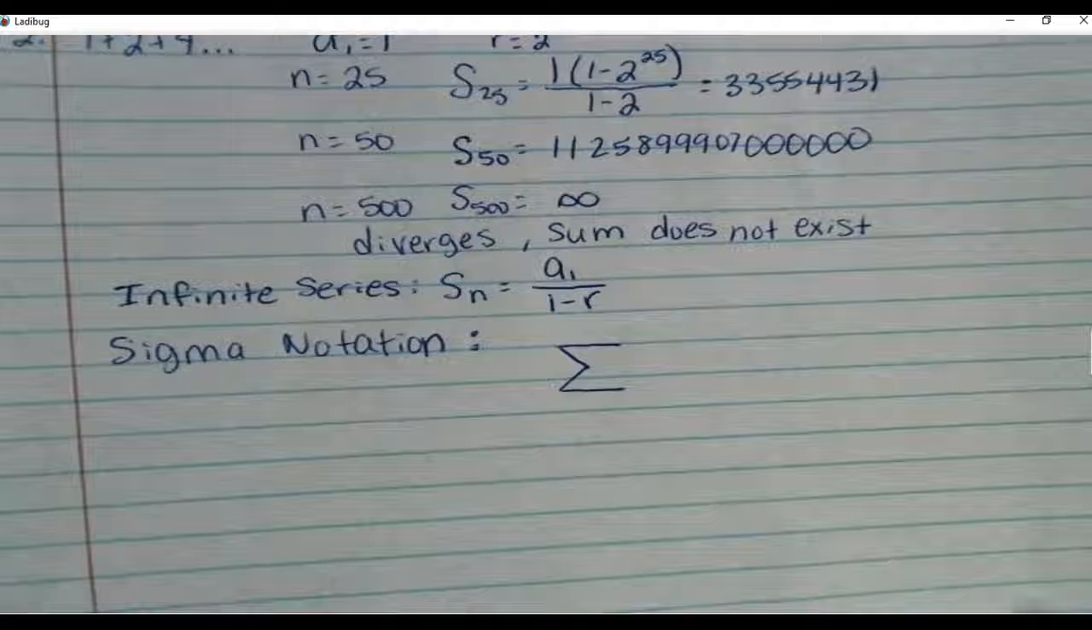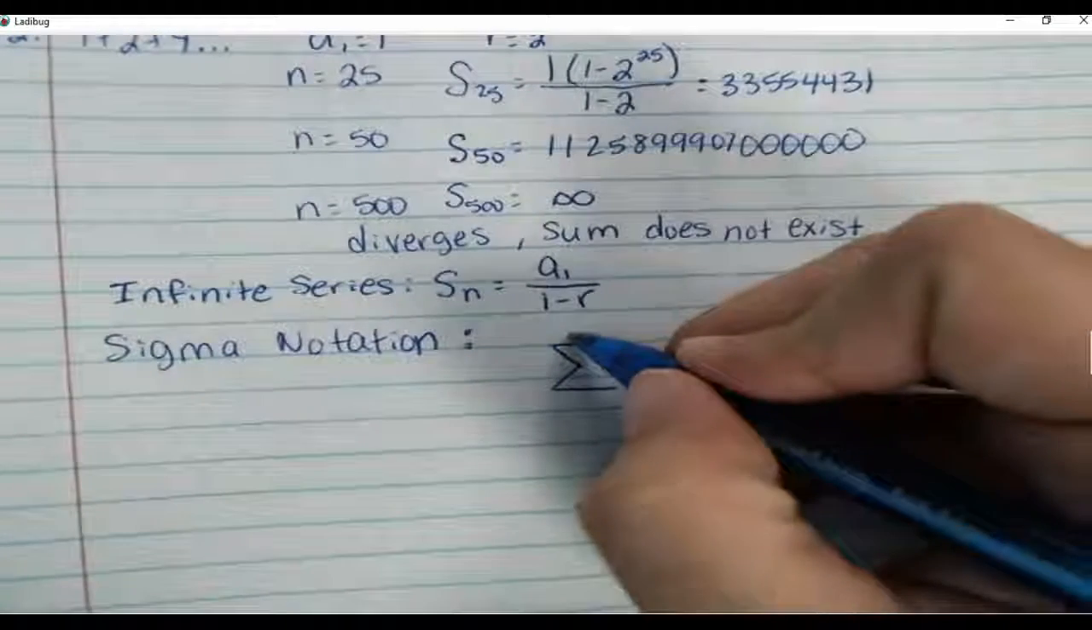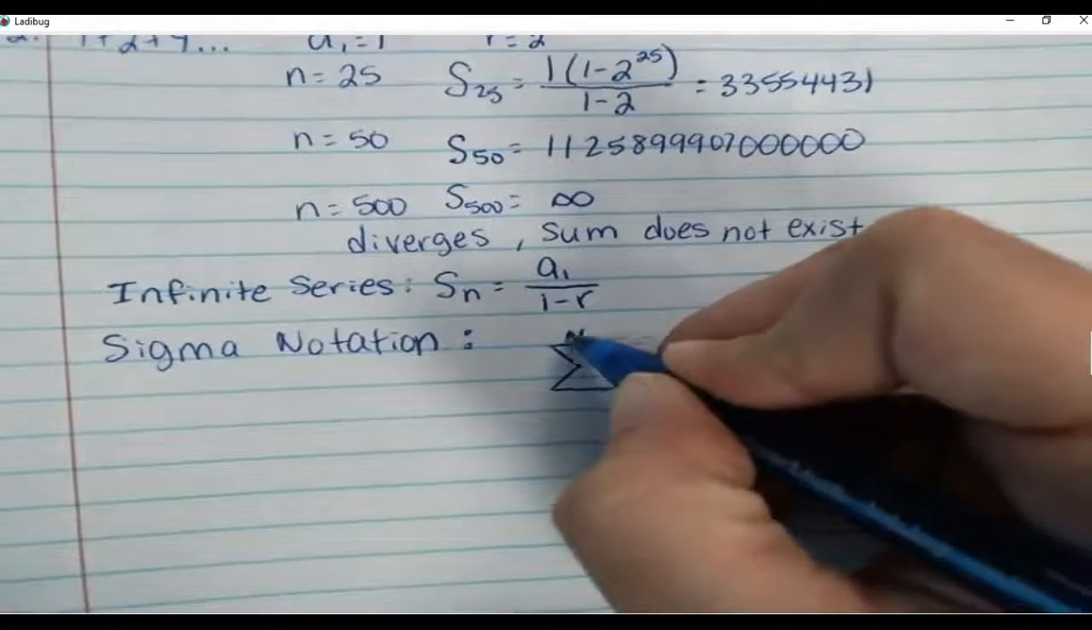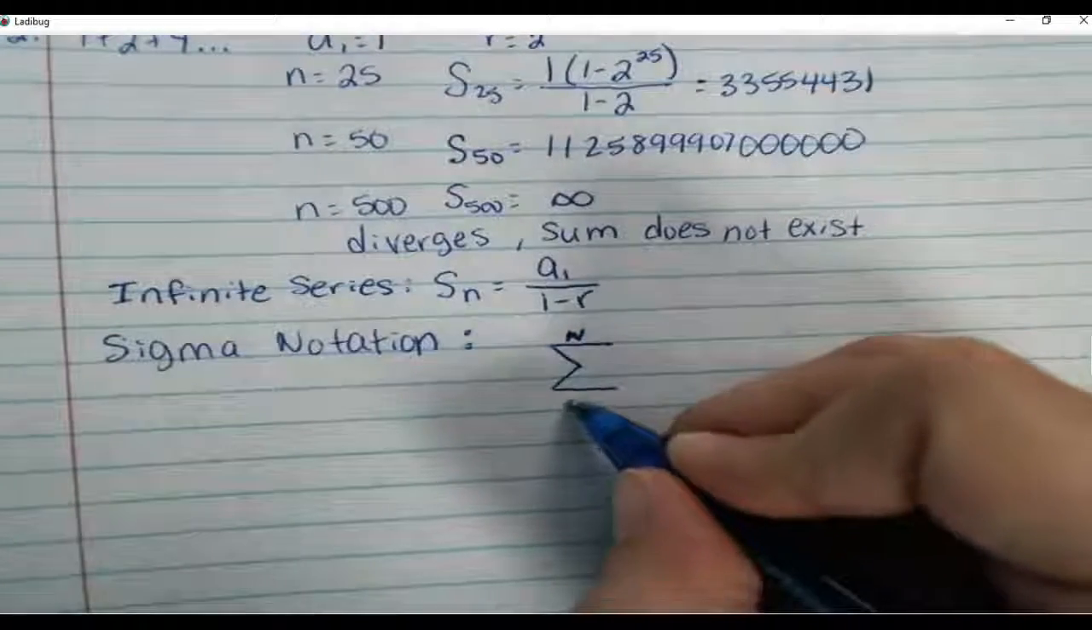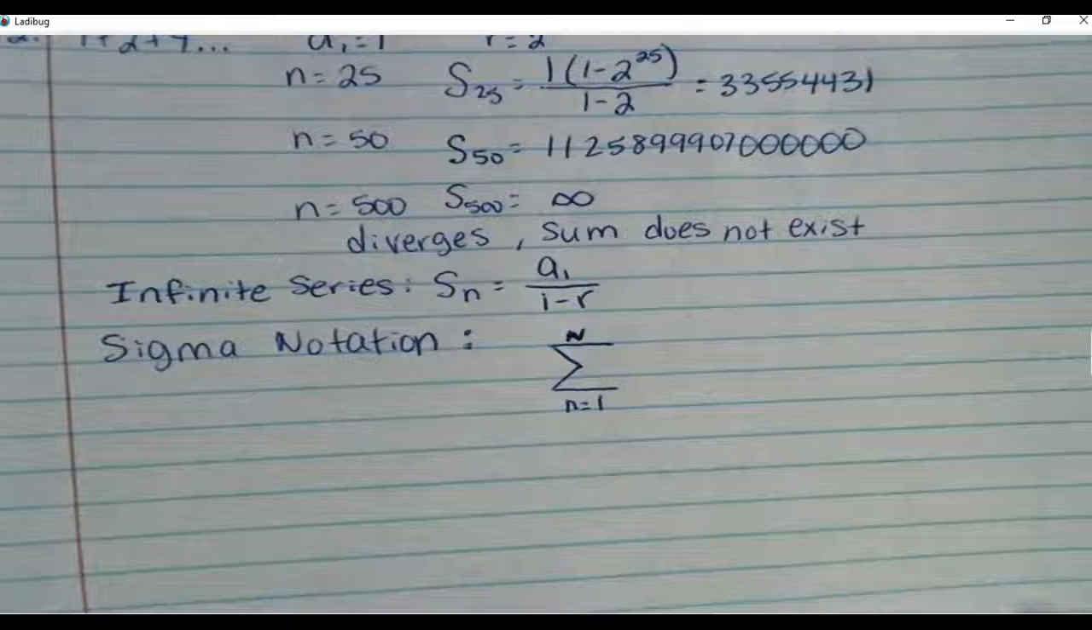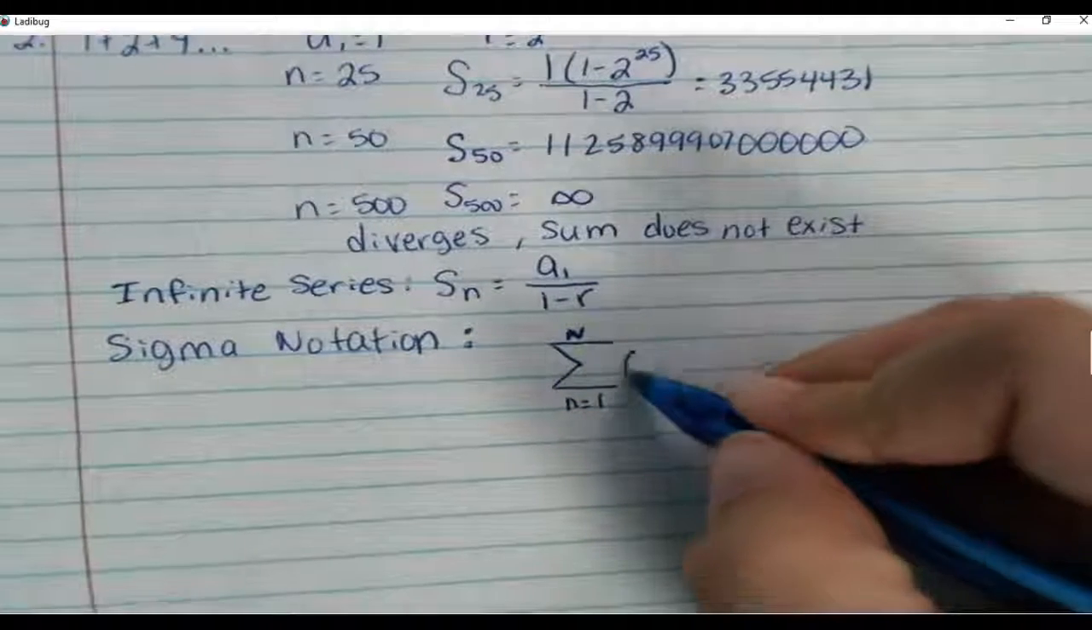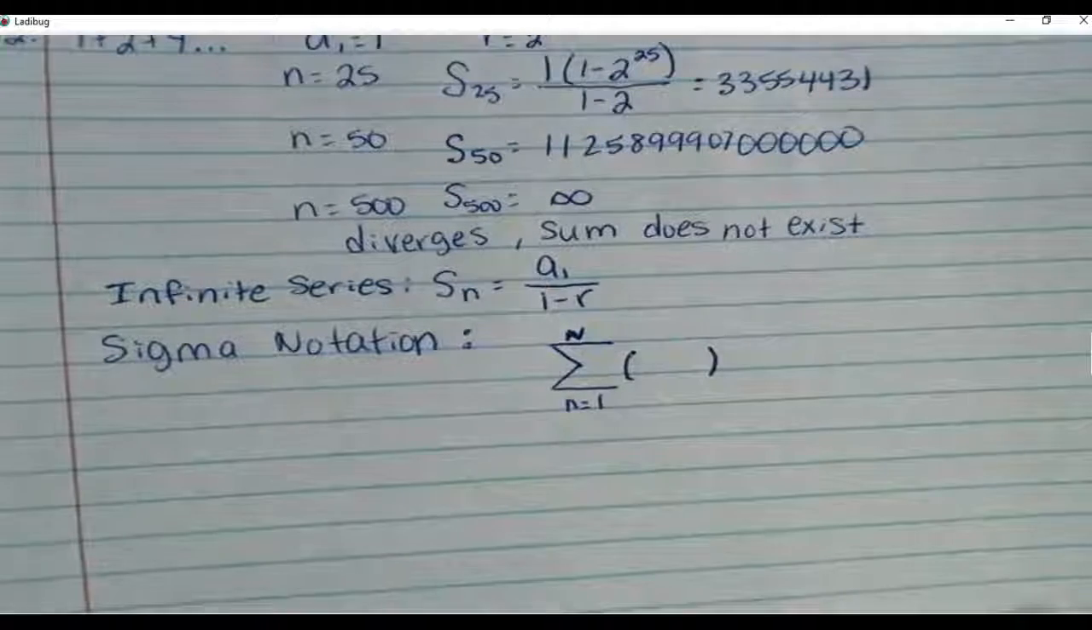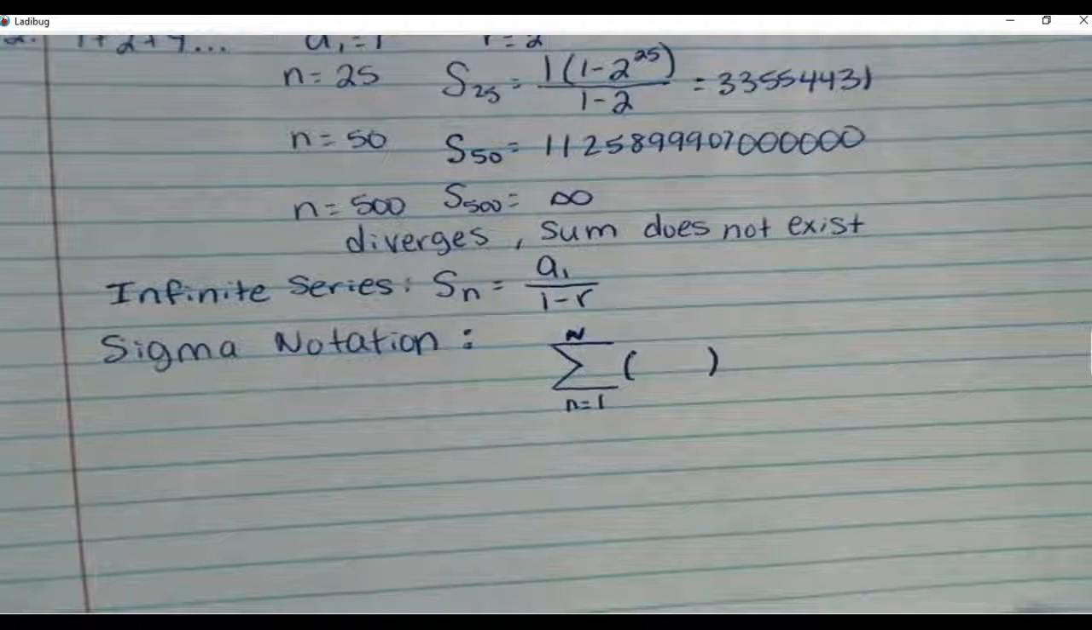And that's a sigma, or summation notation, is what it's also called. And so what it's going to have is a big N, and then it's going to say n equals a number. It can be 1, it doesn't have to be 1 though. And then it's going to have an equation, an explicit formula, to be more exact.